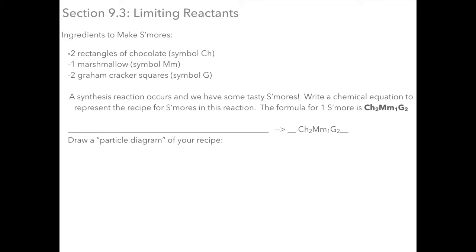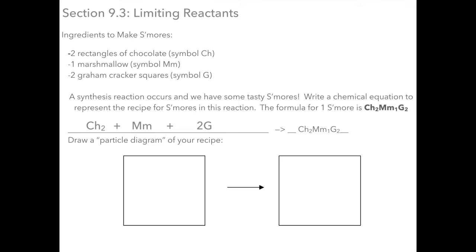That looks great. Now, for your reactants, when I make a s'more, I like my chocolates attached. So I'm going to have CH2 because they're attached to each other. If it was 2CH, they would be separate. I'm going to have 1 marshmallow. And then my graham crackers have to be separated or else it wouldn't be a s'more. And so it's going to be 2 graham crackers. So what I want you to do really quickly before you get going with the problems is I want you to draw the particle diagram for these 3 reactants becoming a s'more.